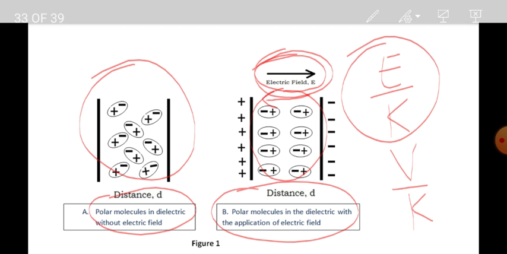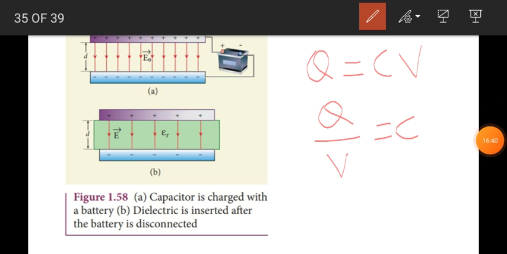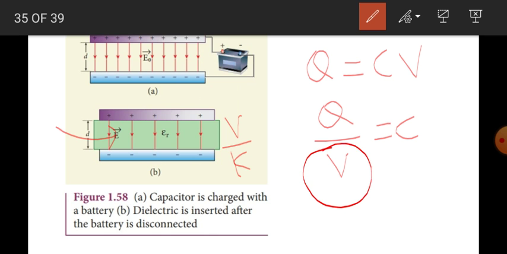The same thing is happening here as well. The induced electric field is in the opposite direction, so the electric field will get reduced by K times. Even the potential difference will get reduced by K times when we insert a dielectric inside the capacitor. If the potential difference is getting reduced, capacitance will increase because they are inversely proportional.